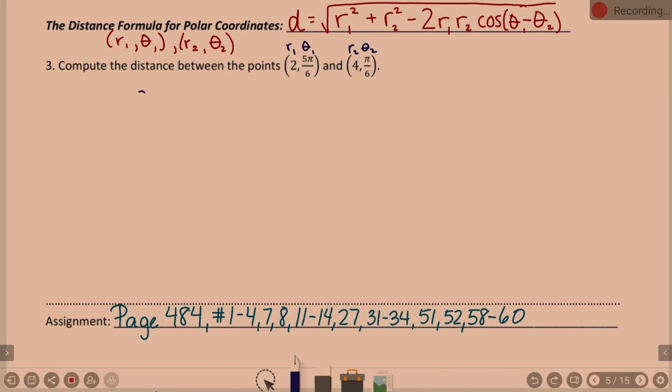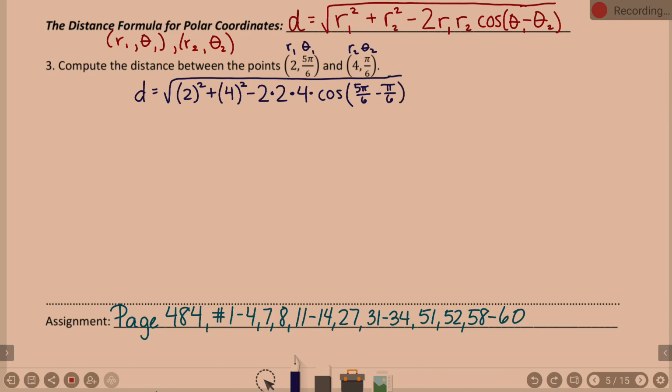Yup. I'm going to start with d equals, and it's going to be a square root. r1 squared, so I'm going to write it out before I do any math. 2 squared plus r2 squared, 4 squared, minus 2 times r1, which is 2, times r2, which is 4, times the cosine of theta 1, 5 pi over 6, minus theta 2, pi over 6. Okay. We do some cleanup here.